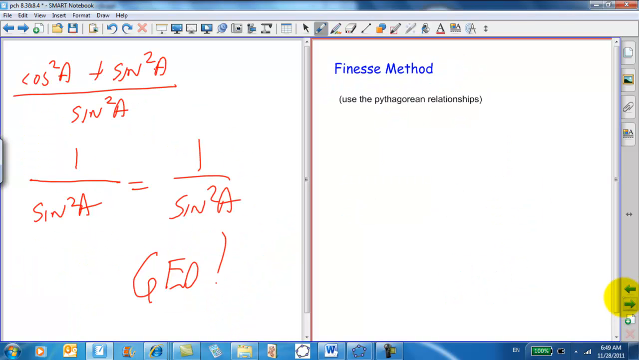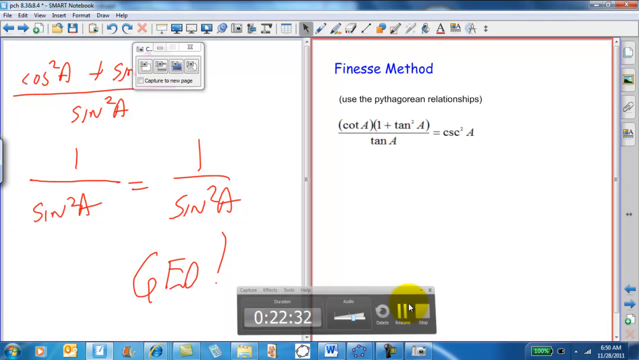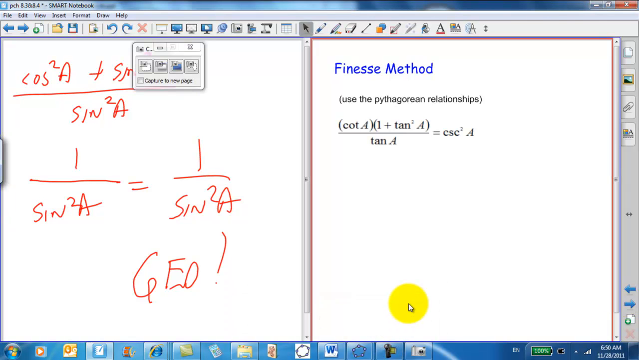The finesse method is to actually use your Pythagorean relationships. Okay, using the Pythagorean relationships on this one. First, you can see you only have one term over here, so anything you do to compact two terms like this would help. And 1 plus tangent squared is secant squared, all over tangent A, equals cosecant squared.